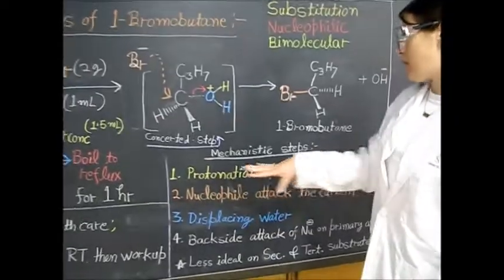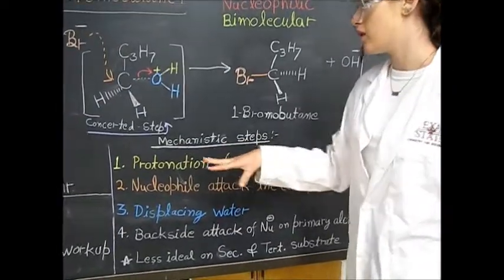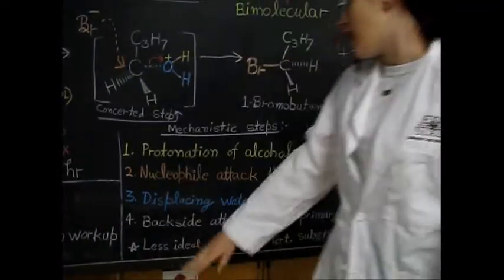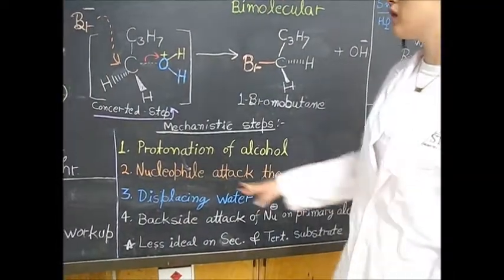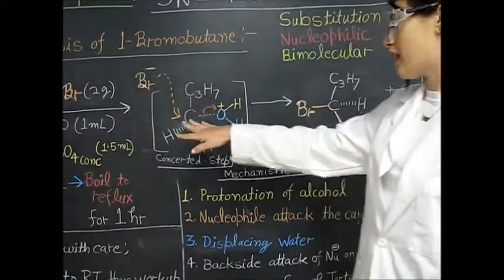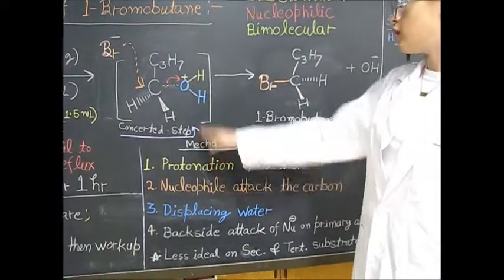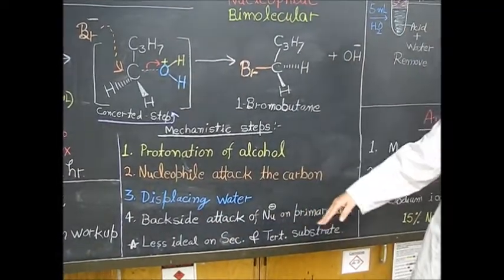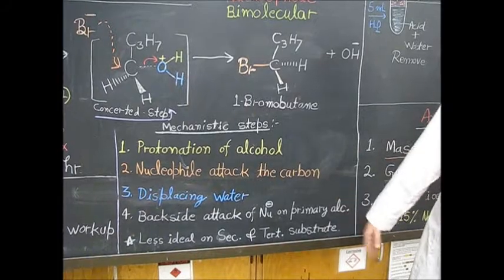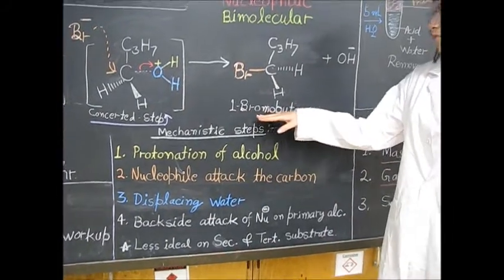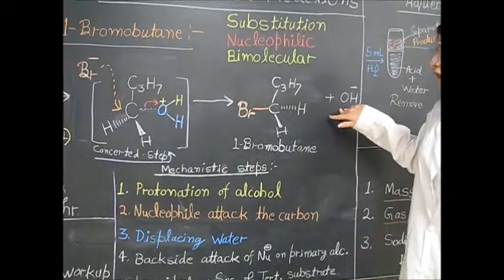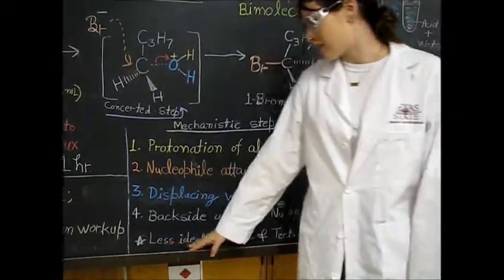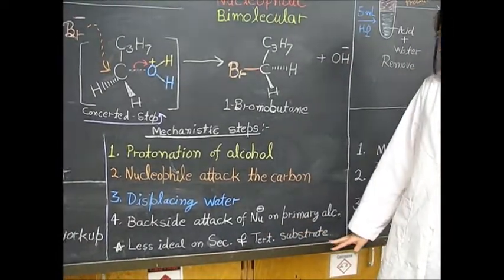So the steps of this mechanism began with the protonation of the alcohol using the sulfuric acid, the nucleophilic attack of the carbon, so that bromine coming in and attacking, and then the displacement of the water. And then the last thing that happens is the backside attack of the nucleophile on the primary alcohol. So at the end, we will have 1-bromobutane and water as a byproduct. Now, it is important to note that this mechanism is less ideal on secondary and tertiary substrates.